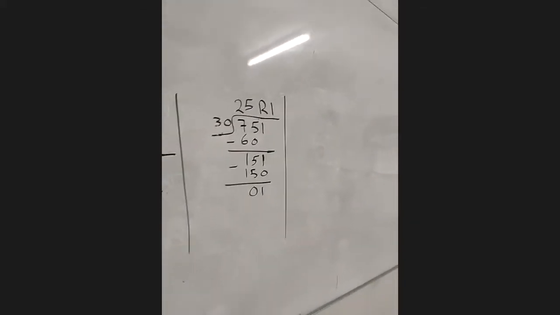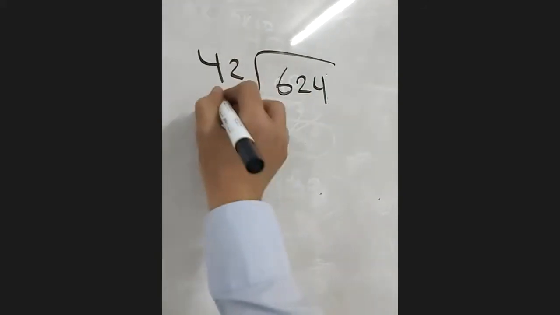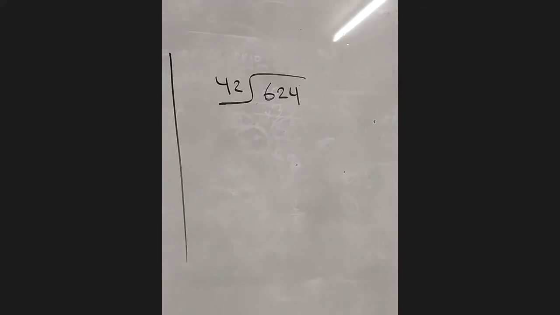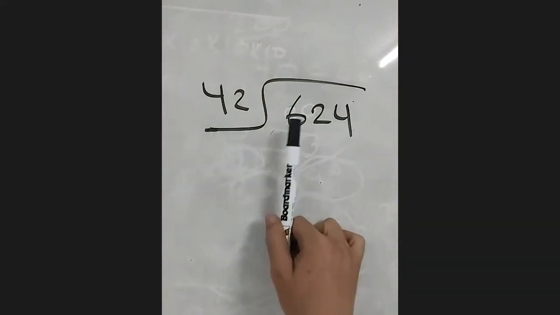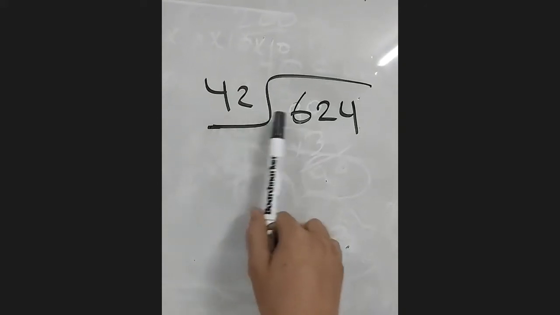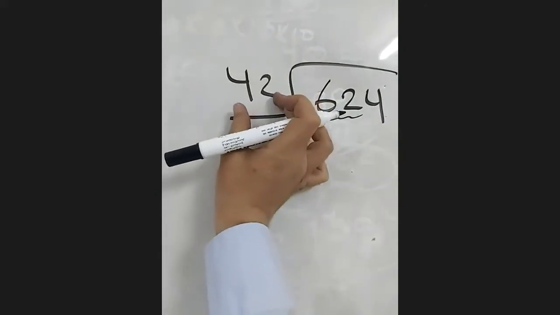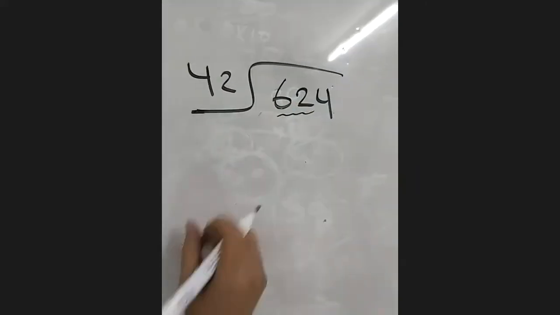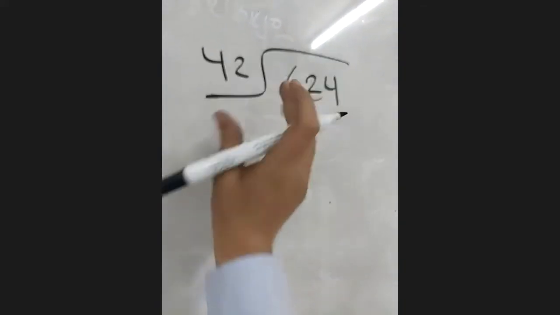Now let's do another example also to make this idea clear. For example, if I have 624 divided by 42. Look here, guys. What's the first digit here? 6. Can the 6 divide by 42? No. 6 is less than 42. Let's take the first 2 digits. 62. 62 is bigger than 42, but it's close to it. Let's check 1 or 2. If the 2 numbers are close, guys, check 1 or 2.